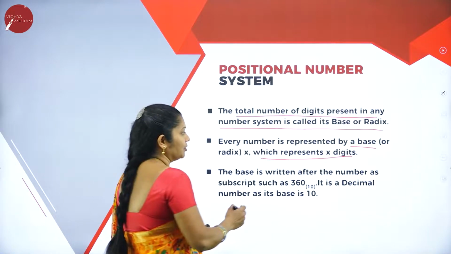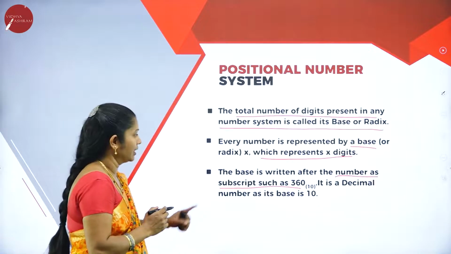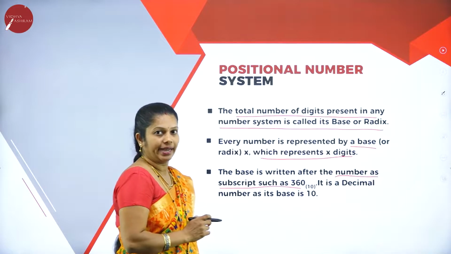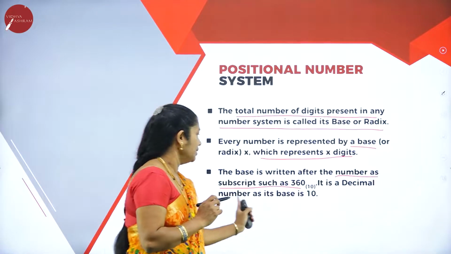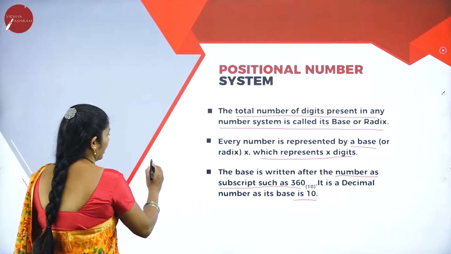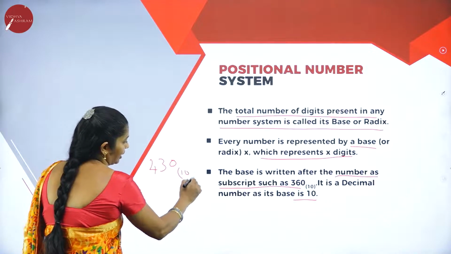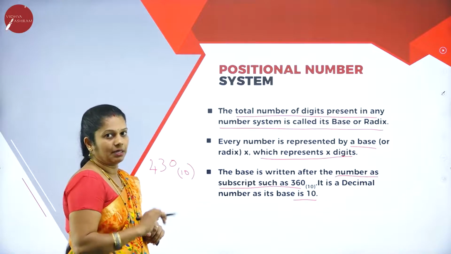The base is written after the number as a subscript, such as 360, where the base is written as 10. That means it is a decimal number, and the base contains 10 digits. For example, if I write 430 in the base 10, then from that I can identify 430 is a decimal number system.